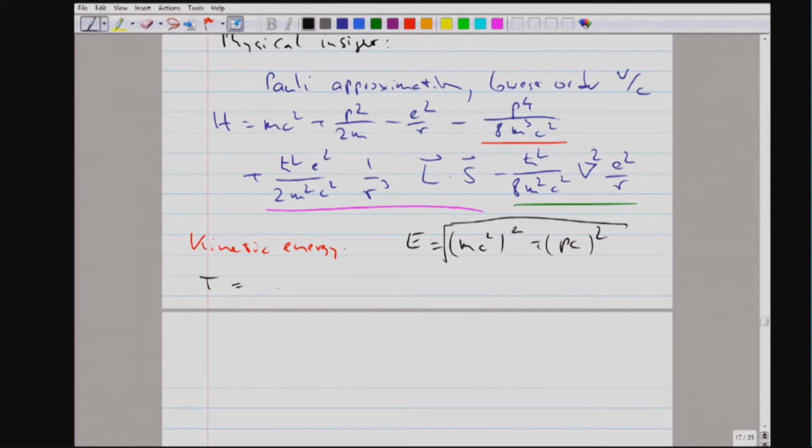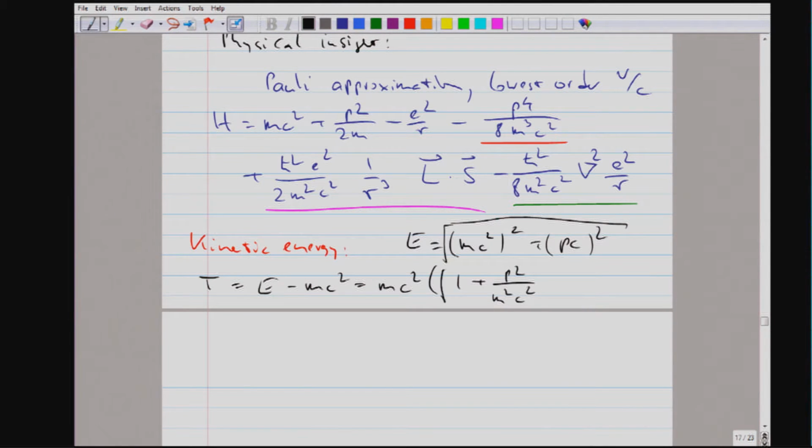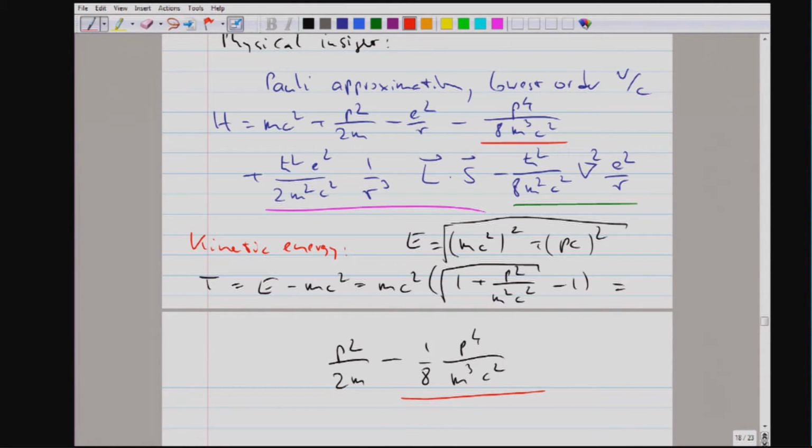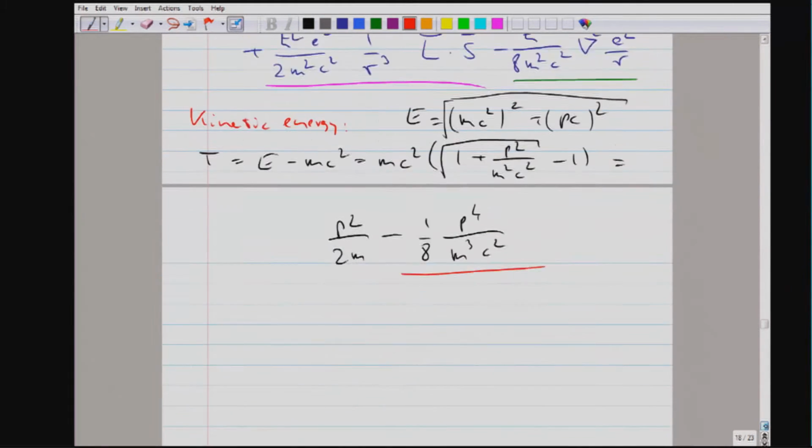And if you say the kinetic energy is the energy minus mc squared, then you take the full relativistic expression for the total energy, minus 1, and now you do a Taylor expansion of the square root, you find the non-relativistic kinetic energy, and the first correction term with all the correct prefactors is this one. So this is the relativistic energy correction in the Pauli equation. That's all we have to say.